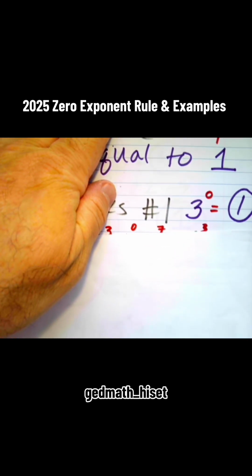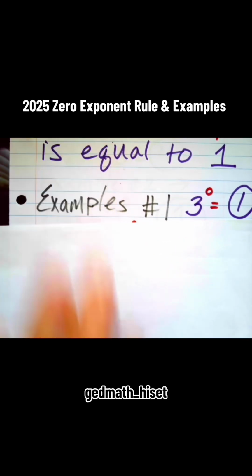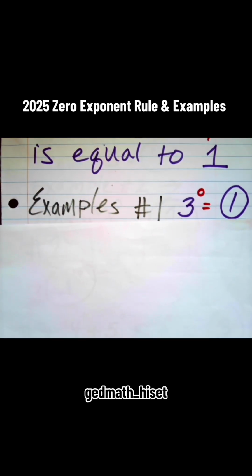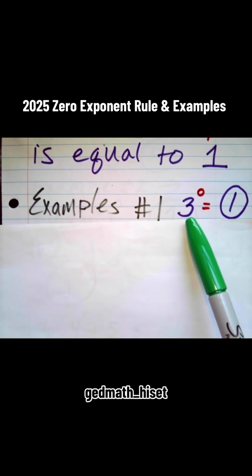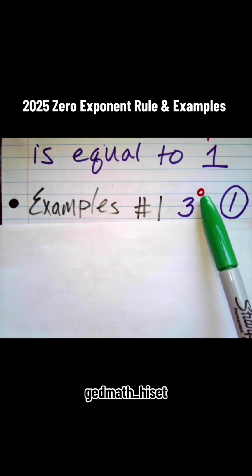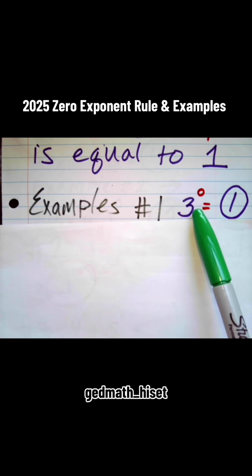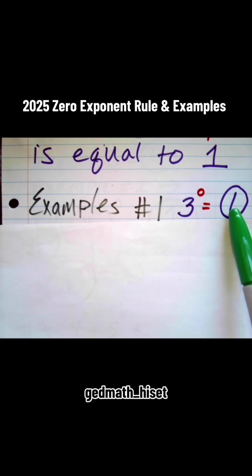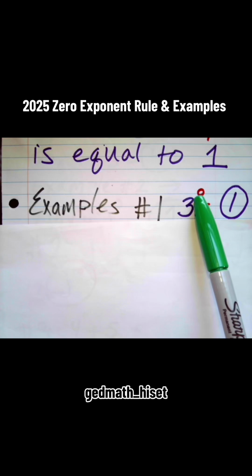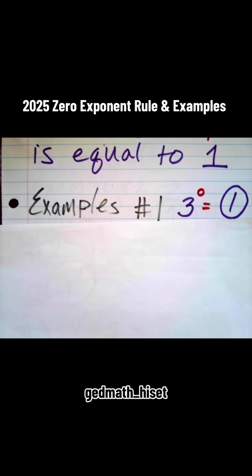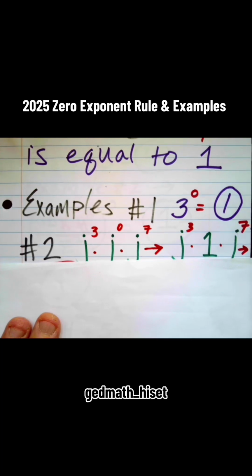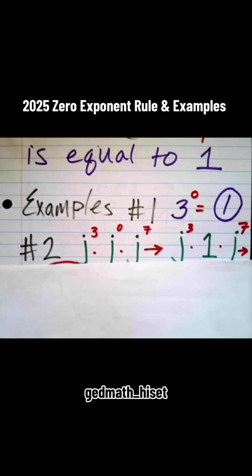Let's take a look here. All right, so for this particular problem, for number 1, I have 3 raised to the 0 exponential power. Well, anything to the power of 0 equals 1. So 3 to the 0 exponential power equals 1. It's that simple. So anywhere you see that, you're just going to substitute a value of 1.